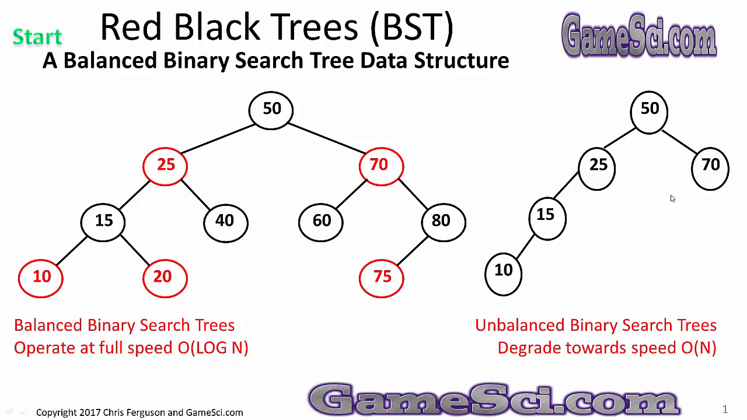Compare it to the tree on the right. This is an unbalanced binary search tree. The performance of this tree can degrade towards order of n. As the tree becomes more unbalanced, it takes longer and longer to search down this side of the tree.